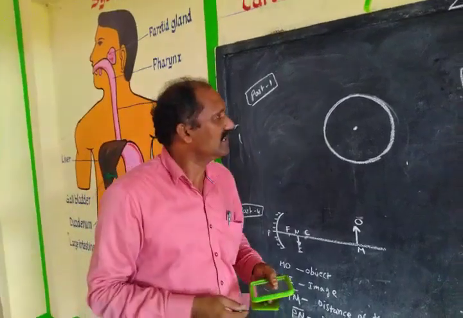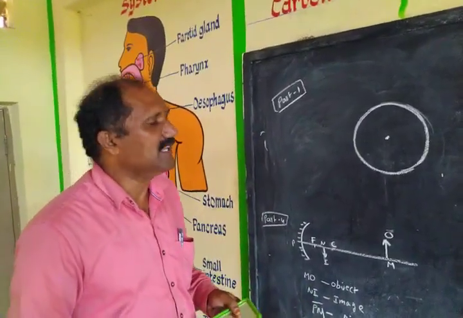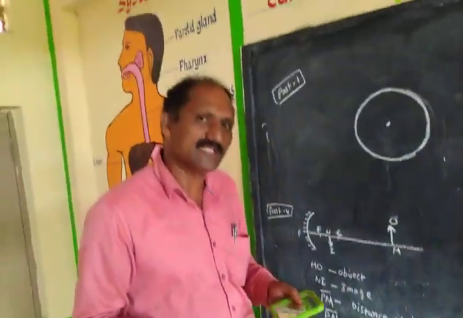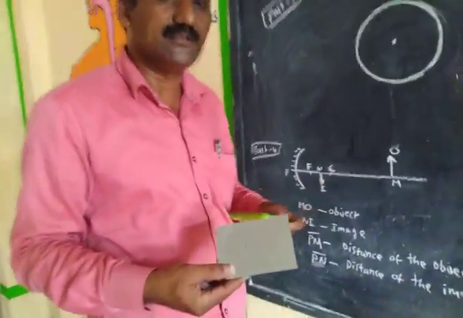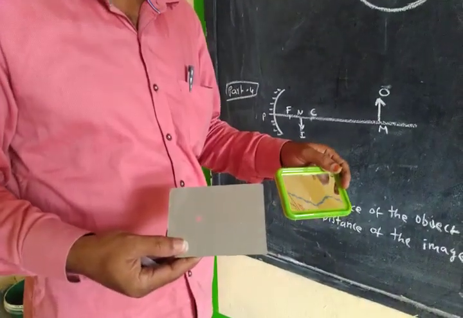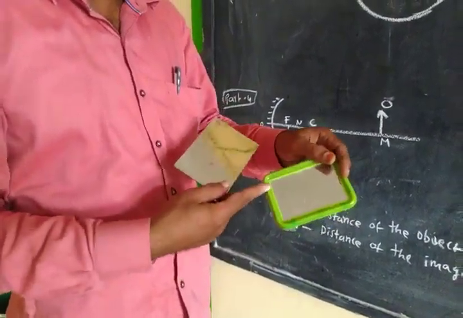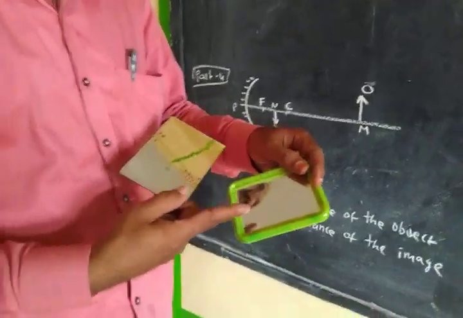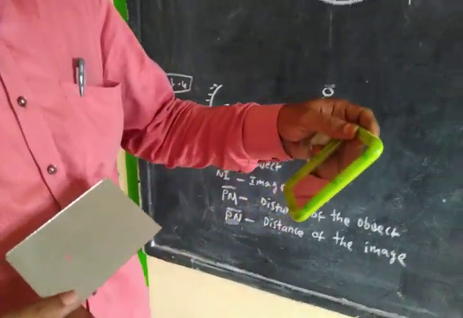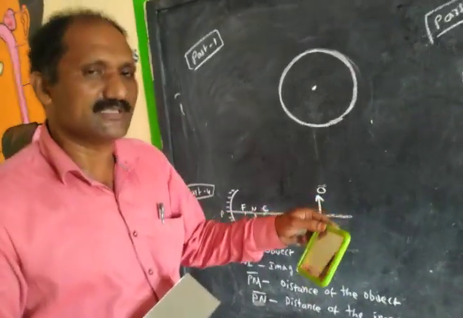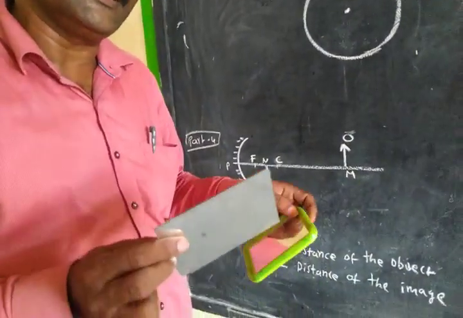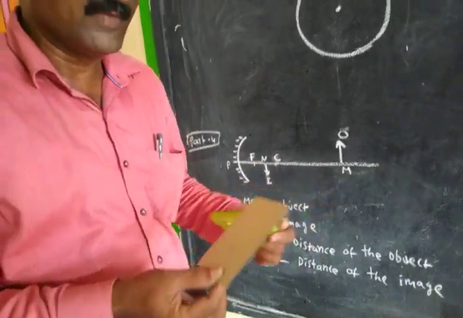In the previous classes, we have discussed the spherical mirrors. What is a mirror? What is a plane mirror? What is a spherical mirror? This is the mirror which we are using in our home. This is a face mirror. We use it to see our faces and the objects.